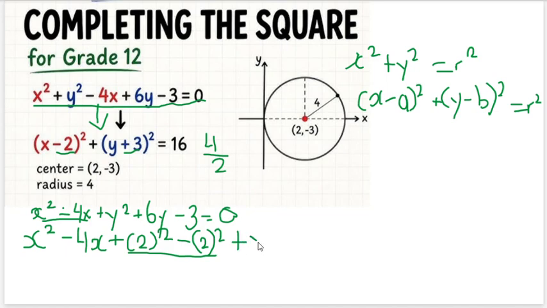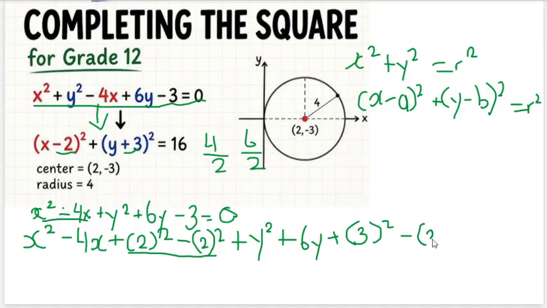Now plus y squared plus 6y, so the same thing we did. In order for us to find the number, we're going to say 6 divided by 2. Now 6 divided by 2 gives us an answer of 3. So we add 3 squared, minus 3 squared. Now the last number was minus 3.